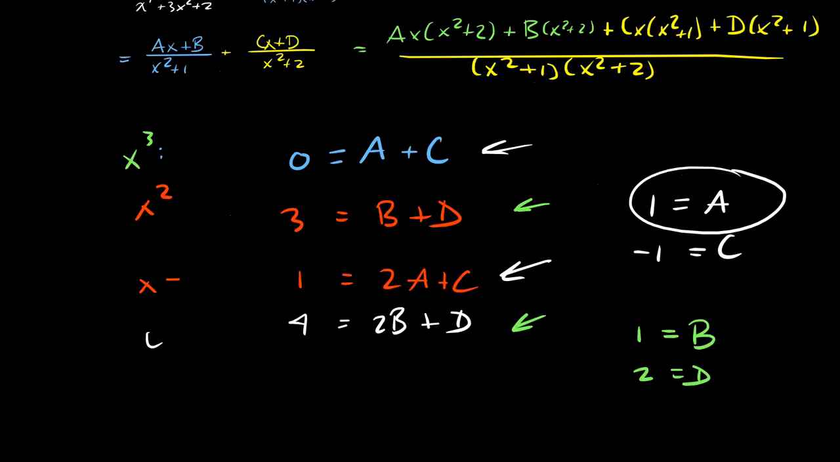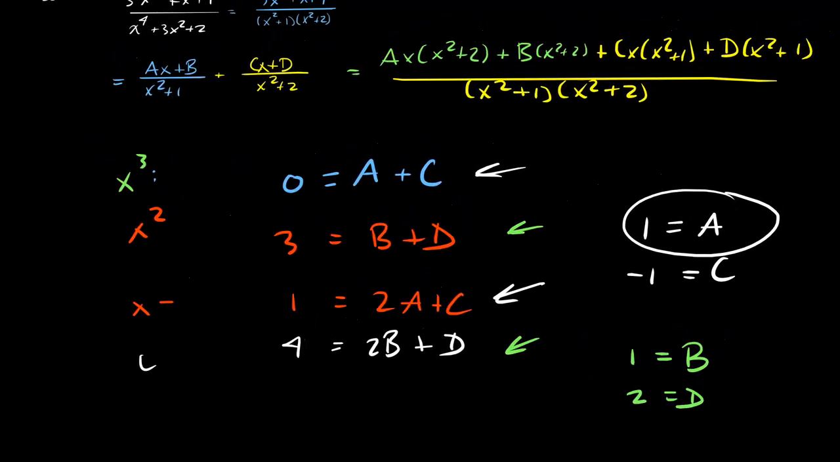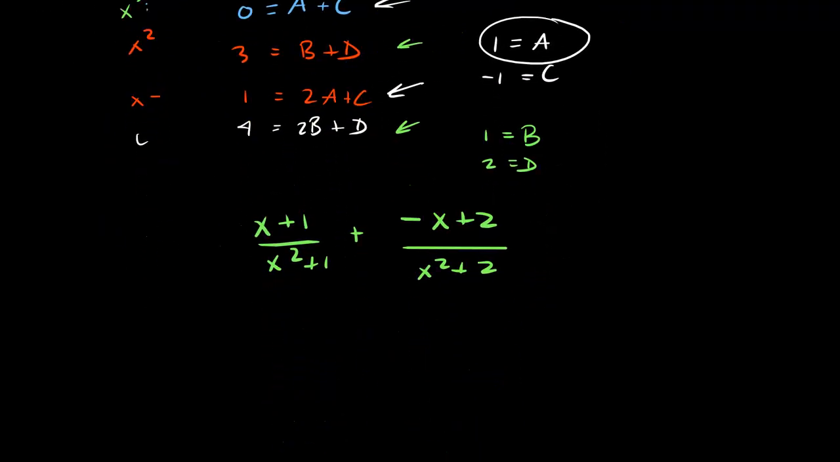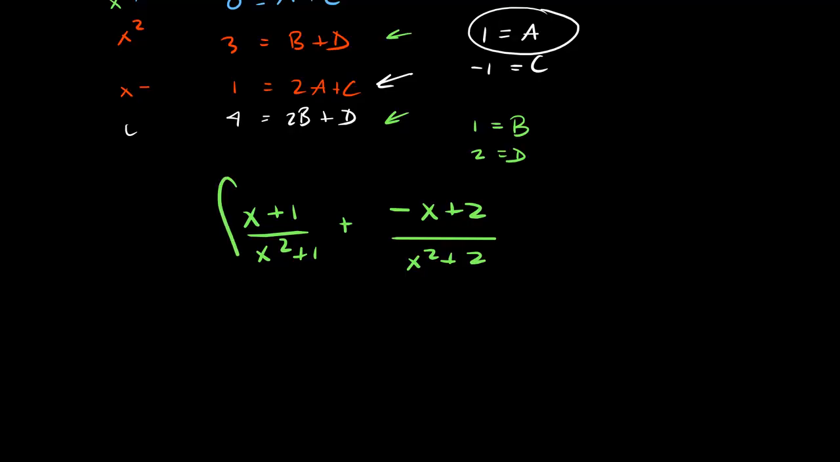So to stick those into our equation, remember looking at it right here, that means our fraction decomposed would be a is 1, so x plus 1, b is 1, over x squared plus 1, plus c is negative 1, so negative x plus 2 over x squared plus 2. Okay, so here are our terms, and we want to integrate this. So here we go. So we're going to take an integral of this.